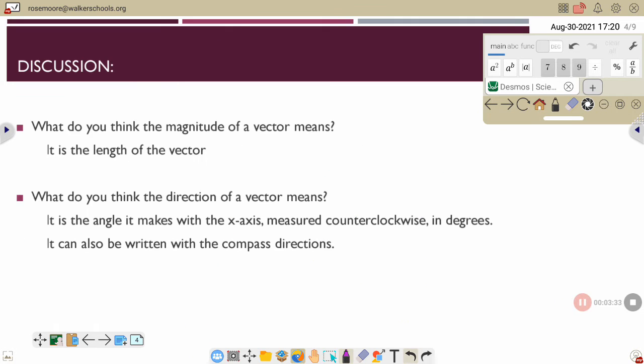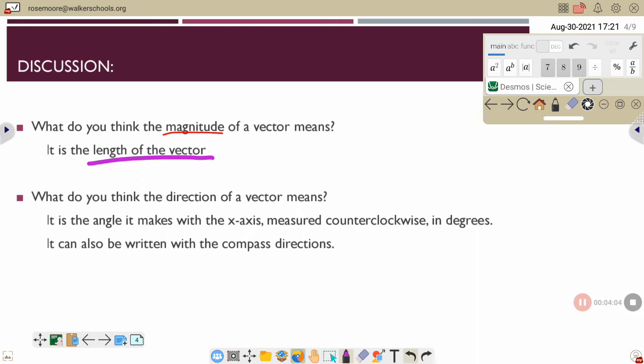Onwards to notes. All right, so what do you think the magnitude of a vector means? Hopefully you thought about it a little yesterday. Magnitude is just the length. Here's our definition. Magnitude, length of a vector. And if it's length, that means it's just going to be a single number value again, which is what we've dealt with for years.